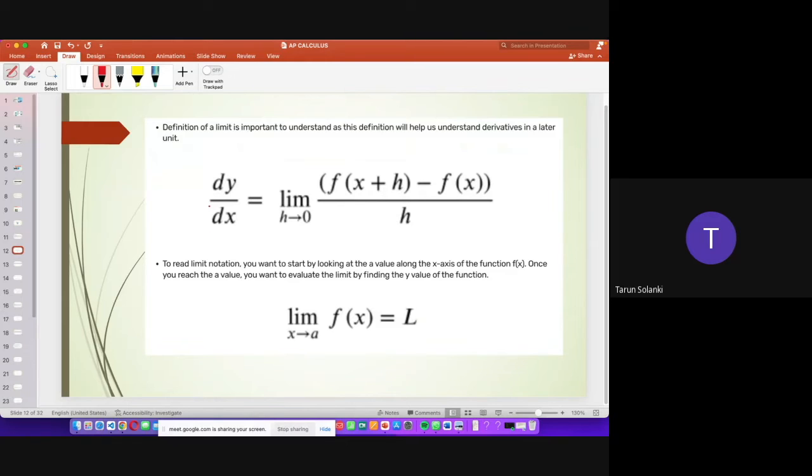So to read limit notation, we'll start by looking at the value along the x-axis of the function f of x, right? Once you reach the x value, you want to evaluate the limit by finding the y value of the function. So that is limit x tends to a of f of x, which equals L, the limit, right?